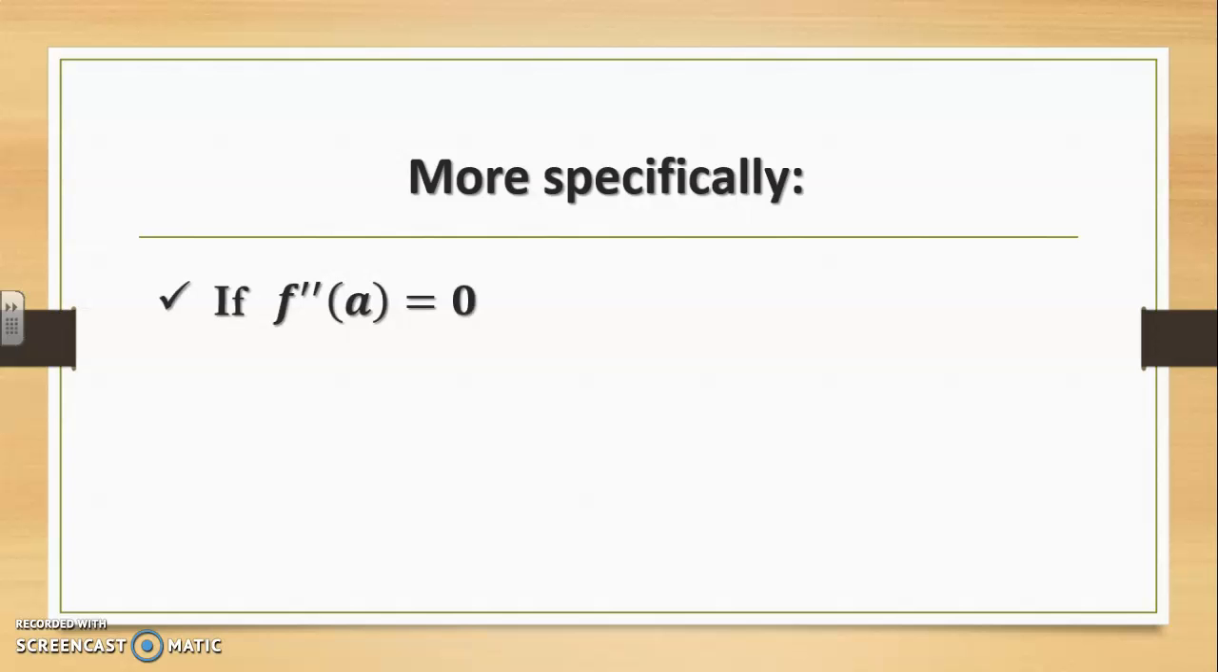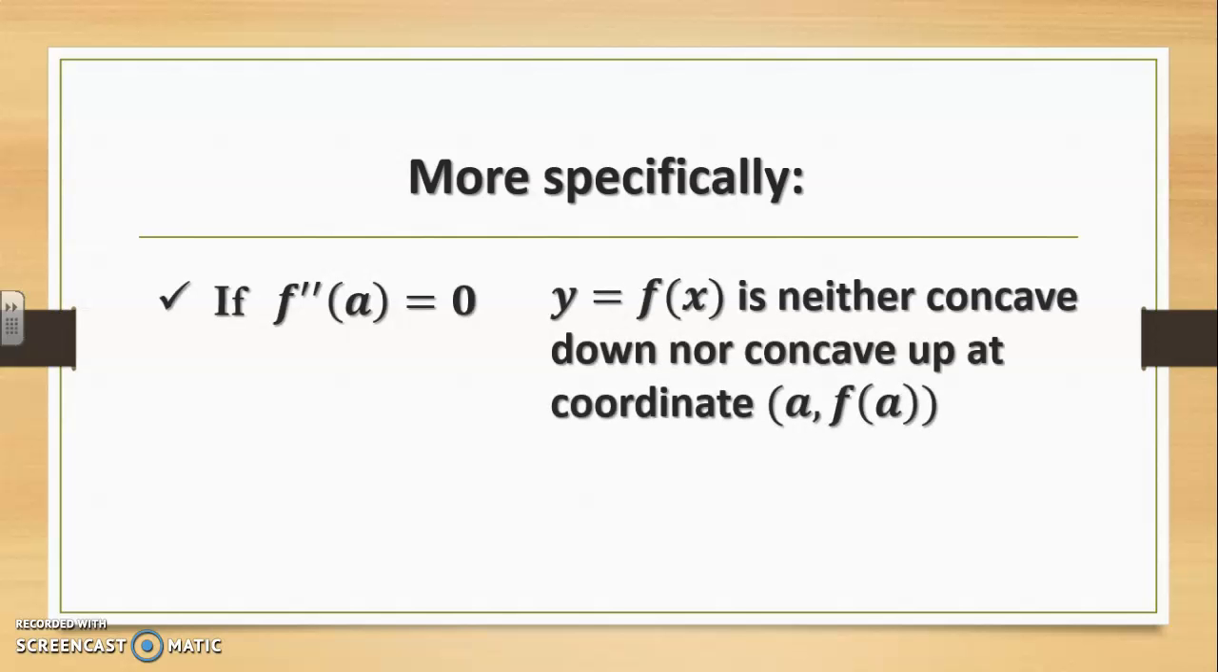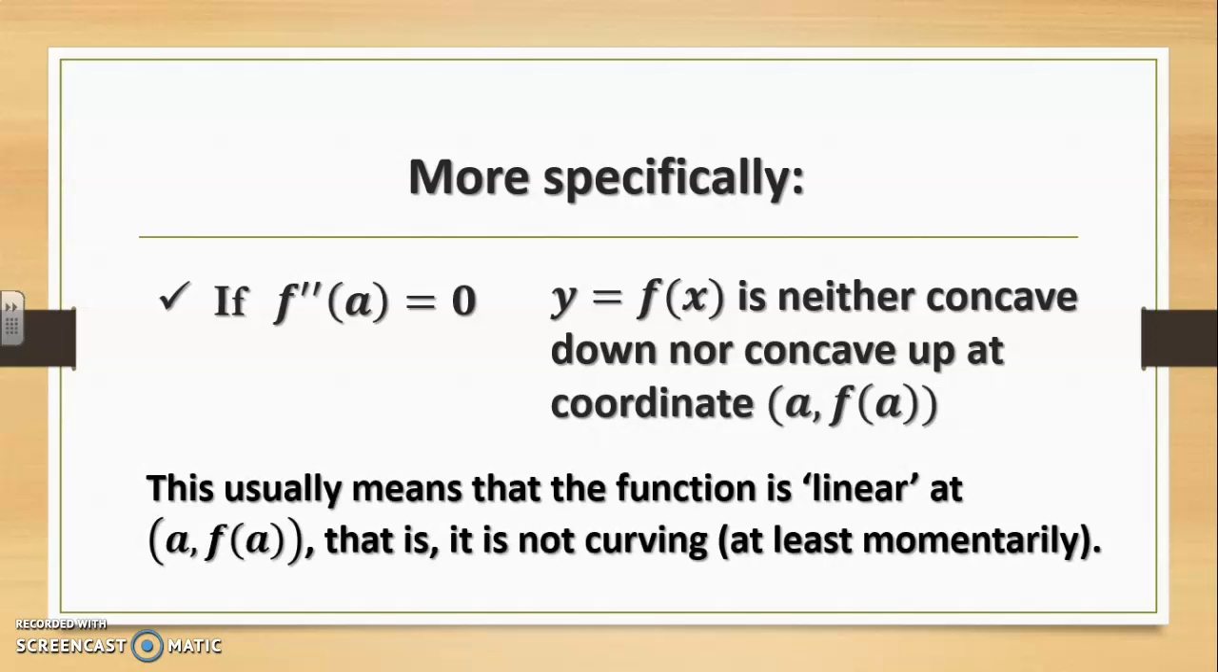Finally, if the second order derivative at a is 0, then the function is neither concave up nor concave down at this point. It usually means that the function has turned into, or has, a linear aspect through the point a, f of a. So it's not curving up or down, at least momentarily, through this point.